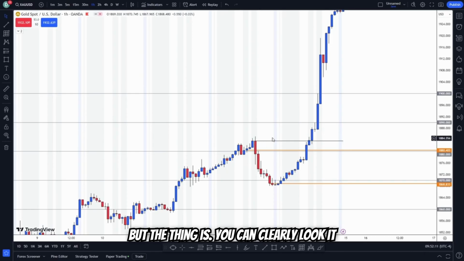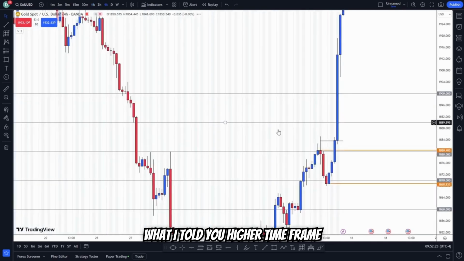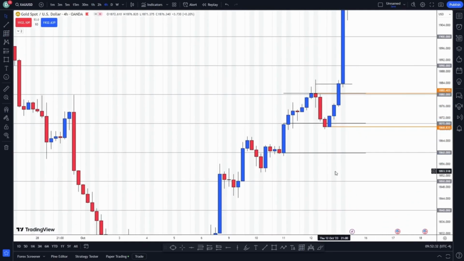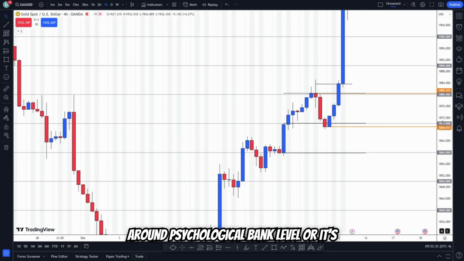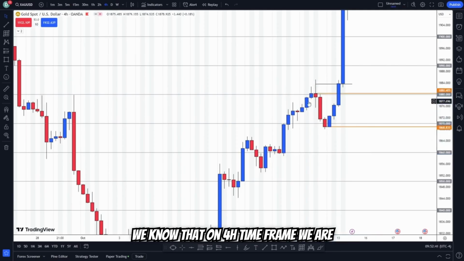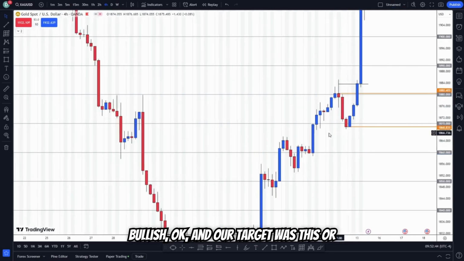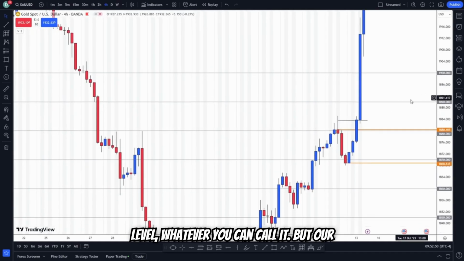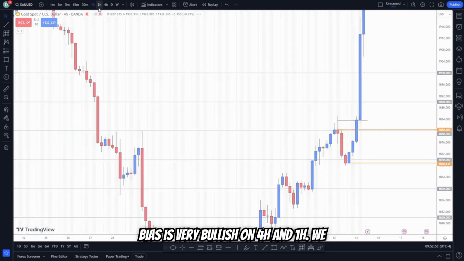But you can clearly look at over here. Price went down, okay? And now another day starts, and what I told you, higher time frame narrative. So we can see this high and this low. Price is just reflecting from this psychological bank level, or it's at that 50% of this whole range. So now we know that on the 4H time frame we are bullish, and our target was this, or it can be this imbalance or this bank level, whatever you can call it. But our bias is very bullish on 4H and 1H.